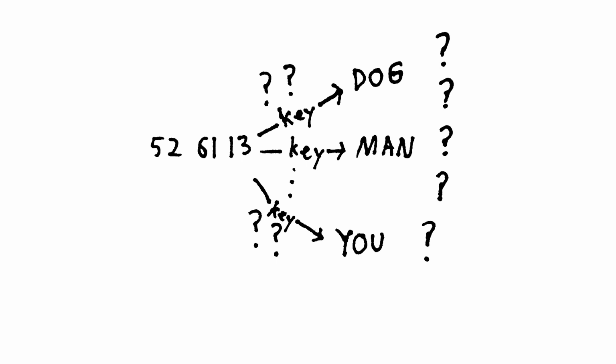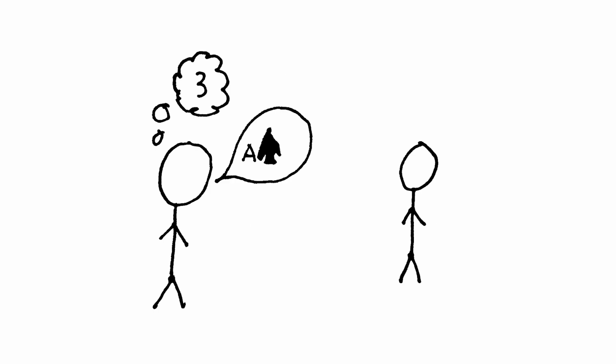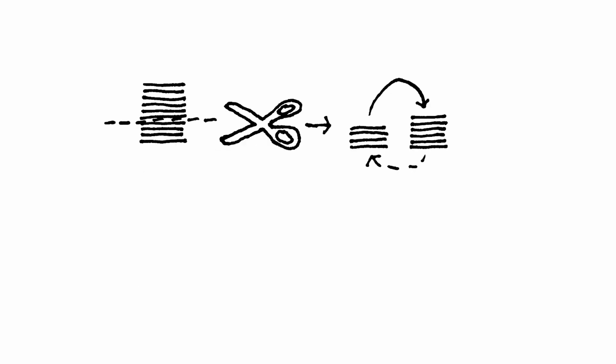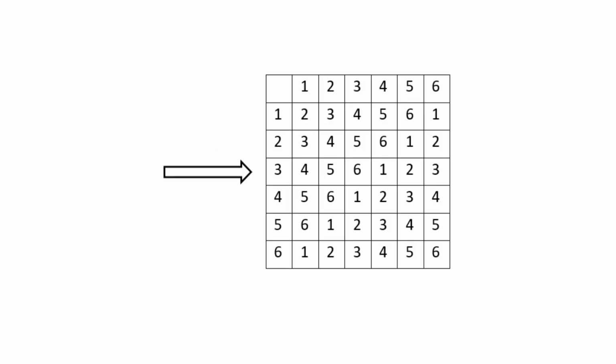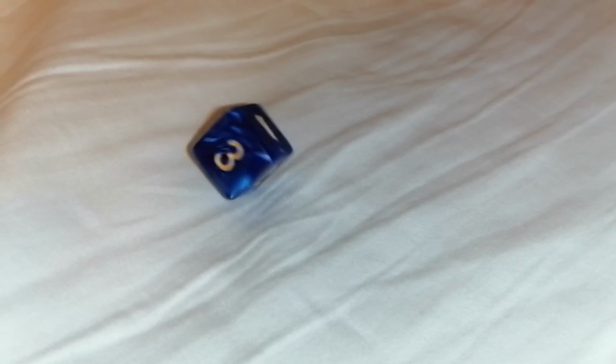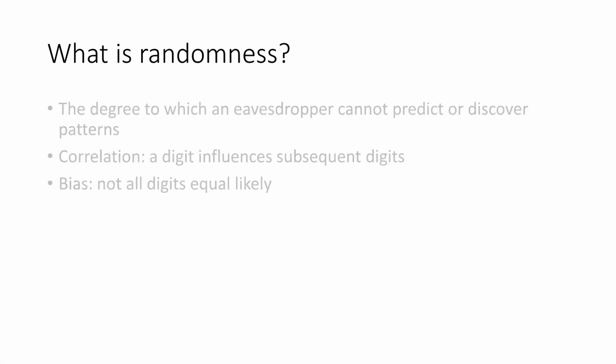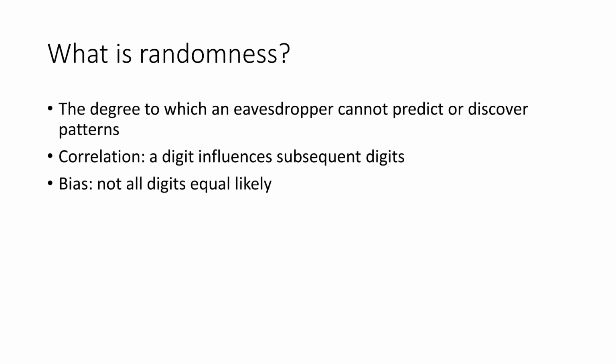What's the bottom line here? Given only the ciphertext, the message is unpredictable and unknowable to the exact extent that the key is unpredictable and unknowable. And the key is unpredictable and unknowable to the exact extent that the mechanism used to generate the key is unpredictable. In other words, how truly random it is. This brings us to the importance of quality randomness in generation methods. What is randomness? Without getting too philosophical, for our usage, we can define it as the degree to which a potential eavesdropper to our communication cannot predict or discover patterns within the random key.